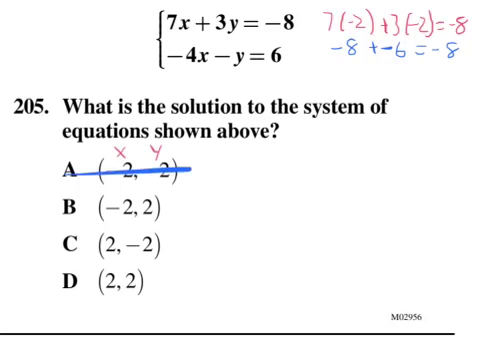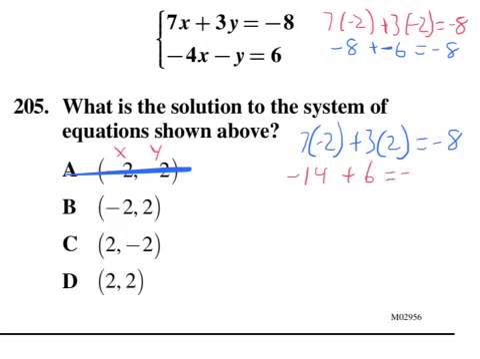Okay, let's try the second one. So I have 7 times x, which is negative 2, plus 3 times y, which is 2. Does that equal negative 8? Let's see. Is that negative 14 plus 6? Does that equal negative 8? Are we good? Does that work? Does that equal negative 8? I think so, right? Okay, it works for that one.